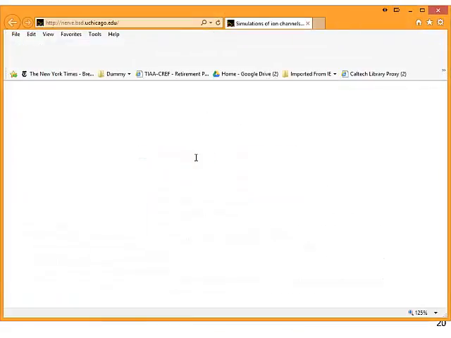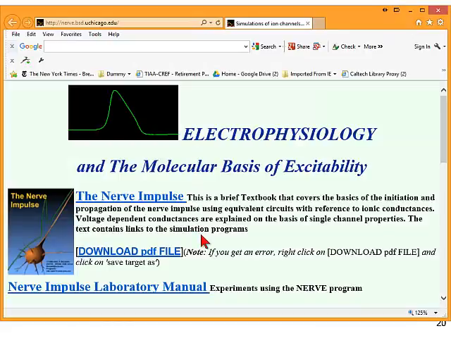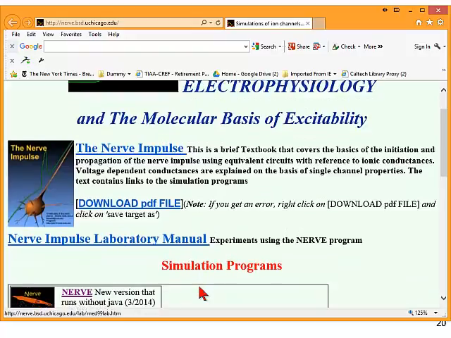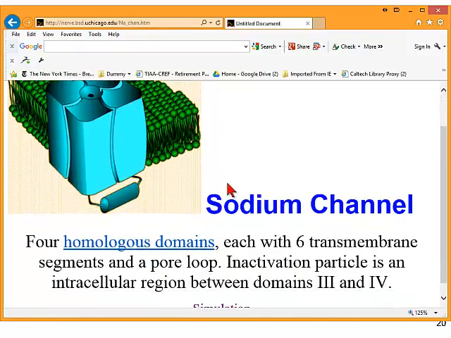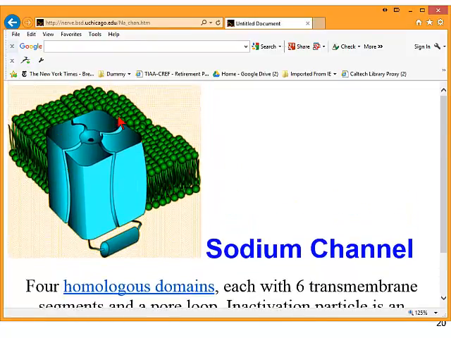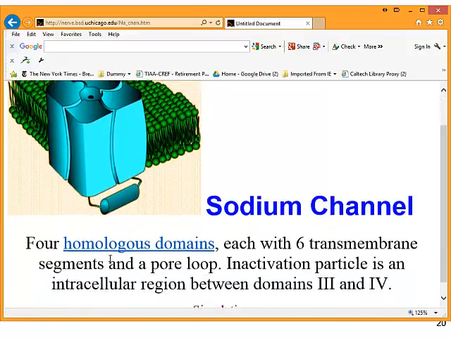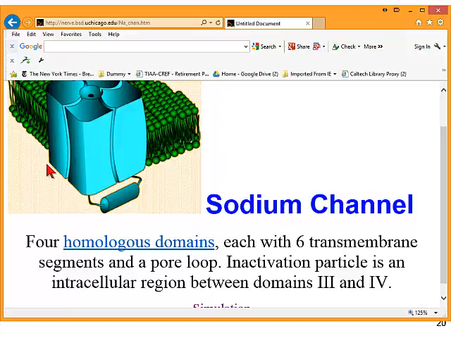in this sodium channel simulation, there we are. So the sodium channels, see the graphics are a little cruder, consist of these four homologous domains. Here's the inactivation flap down at the bottom. We're looking from outside the cell.